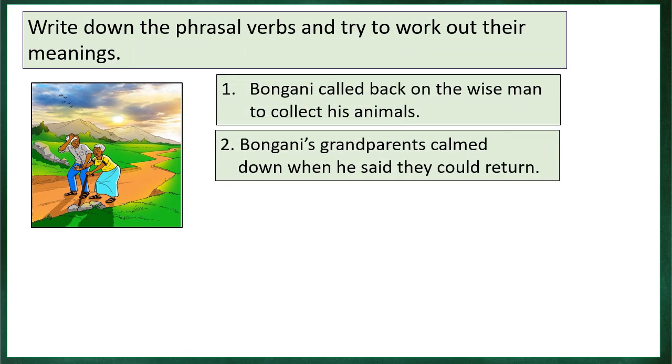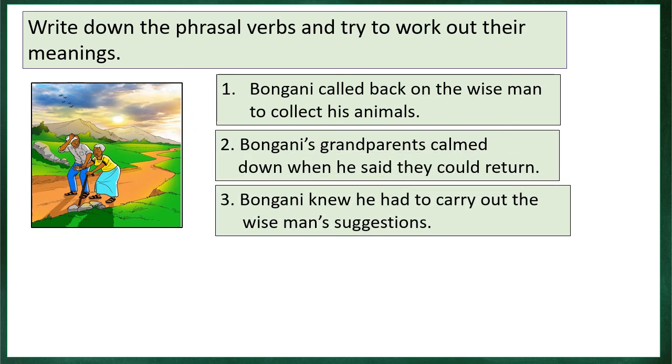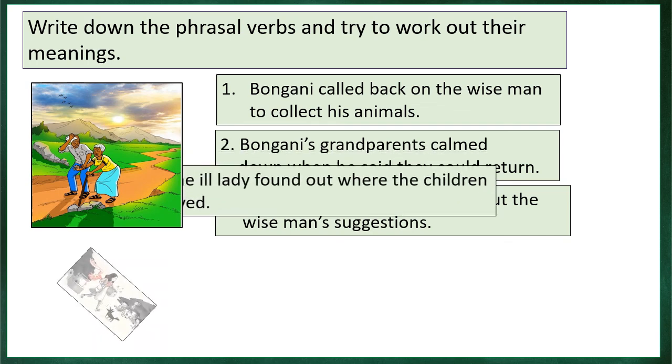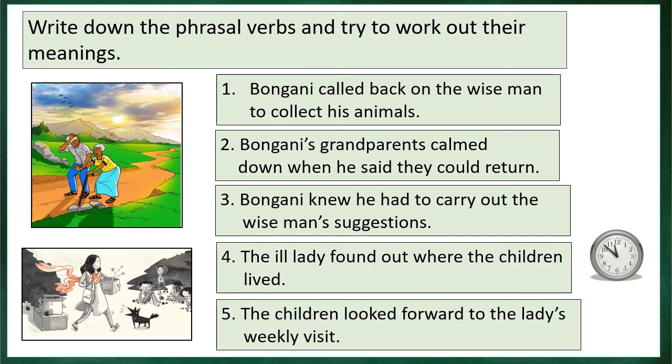Number 2. Bongani's grandparents calmed down when he said they could return. Number 3. Bongani knew he had to carry out the wise man's suggestions. Number 4. The ill lady found out where the children lived. That's our other story. And number 5, the children looked forward to the lady's weekly visit.